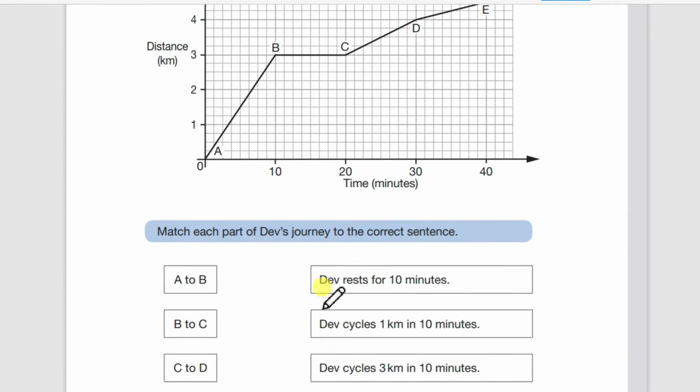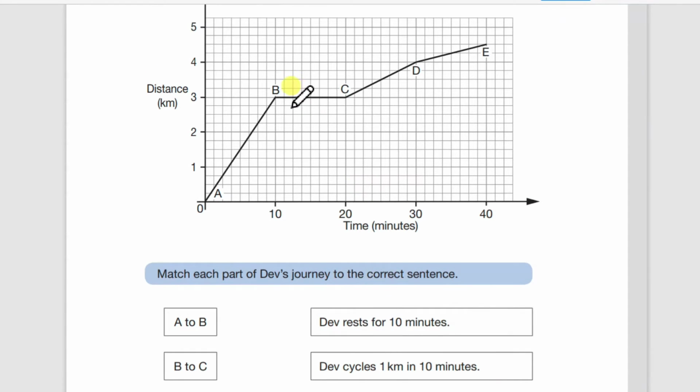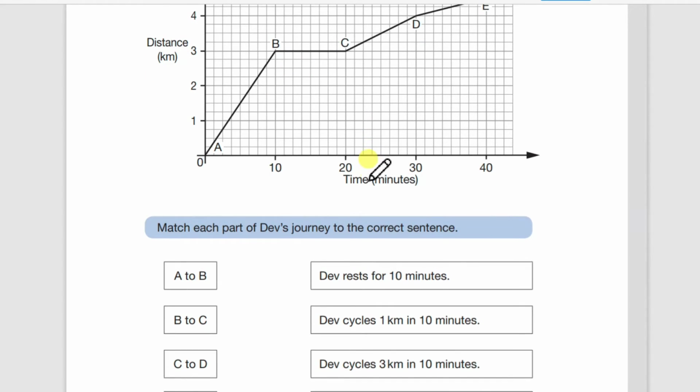Well, let's start on the right side. Dev rests for 10 minutes. So where does he rest? The rest means you don't move. Well, you don't move if you don't go up or down. So B to C means he's resting.